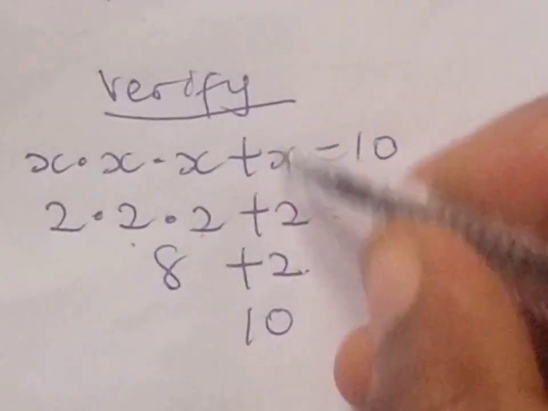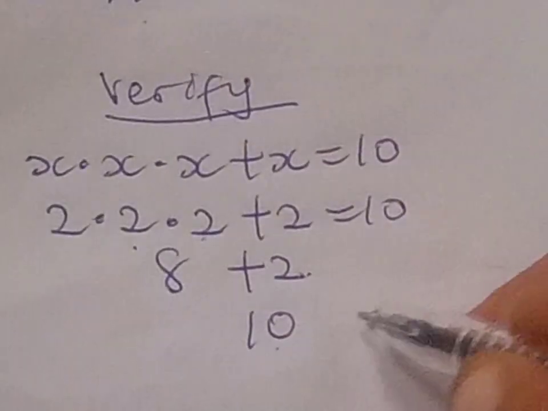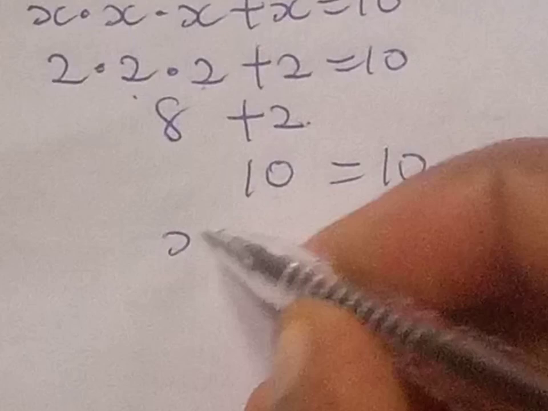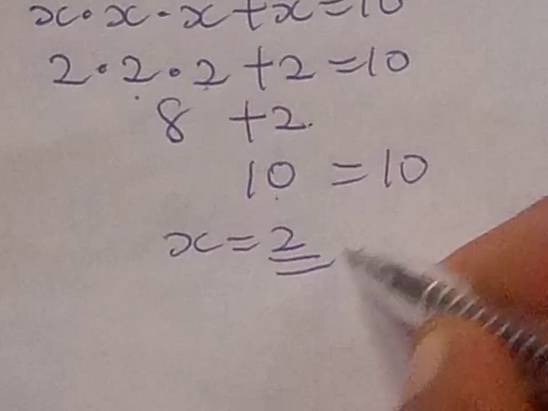Can you see that the answer that we got on the left side is 10 and the answer on the right side is also 10? That means x equals 2 is the real solution to this equation.